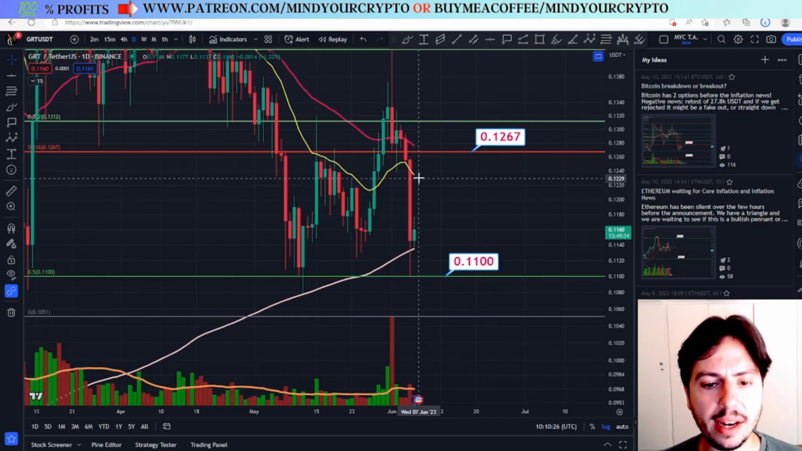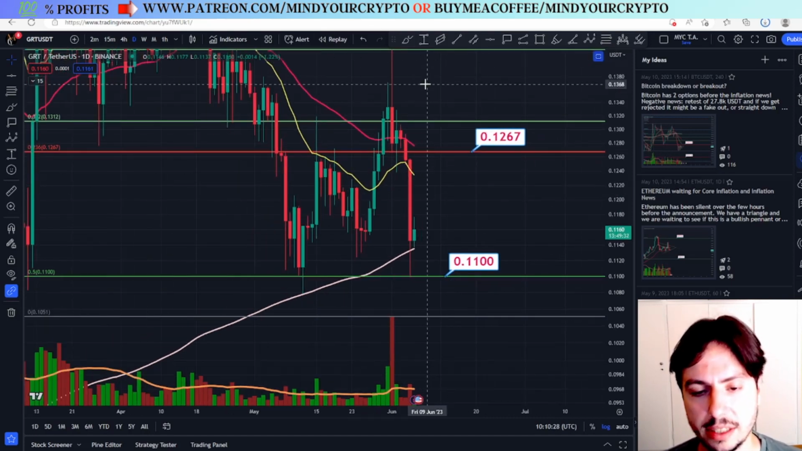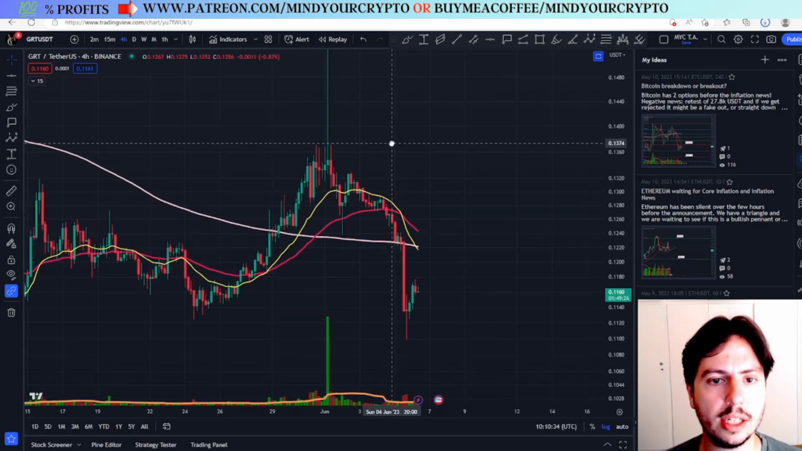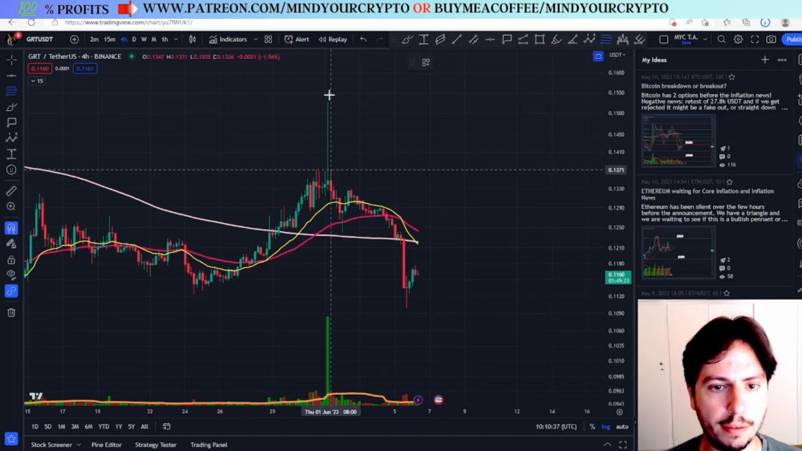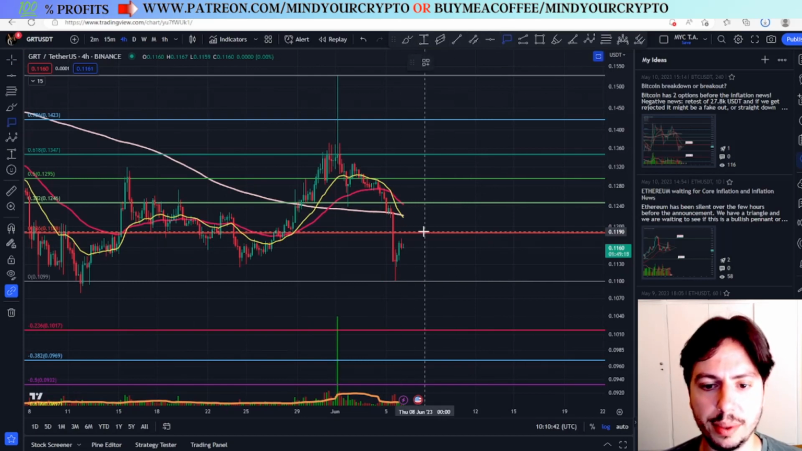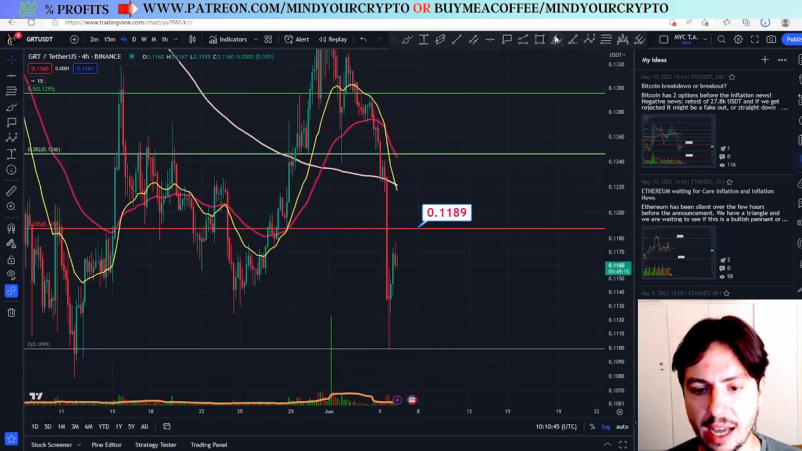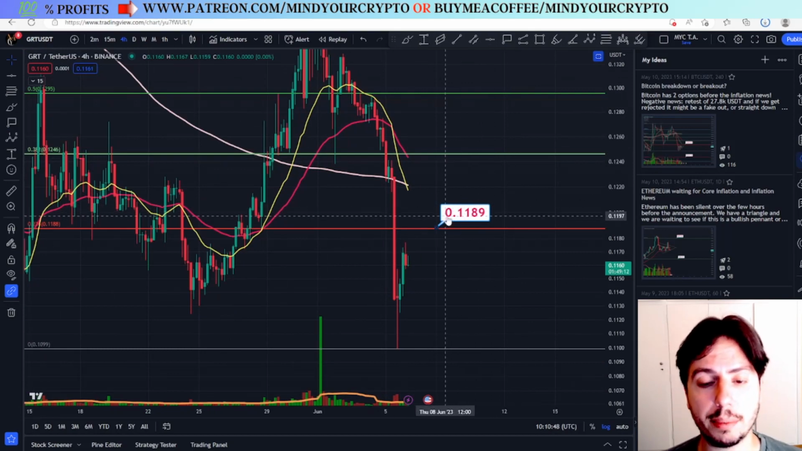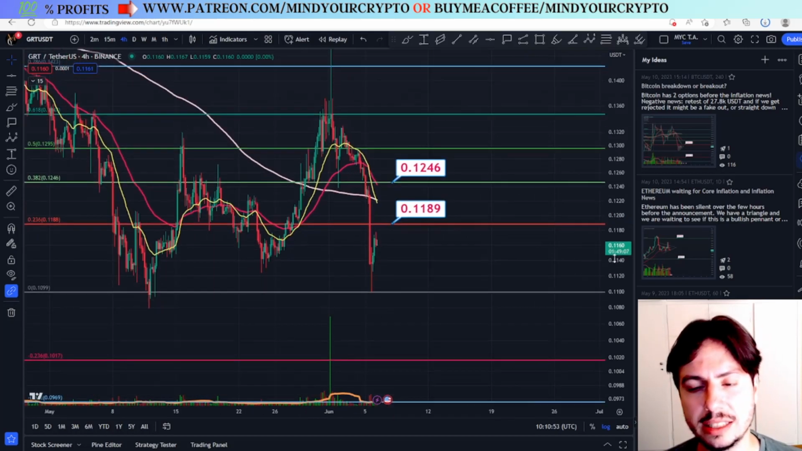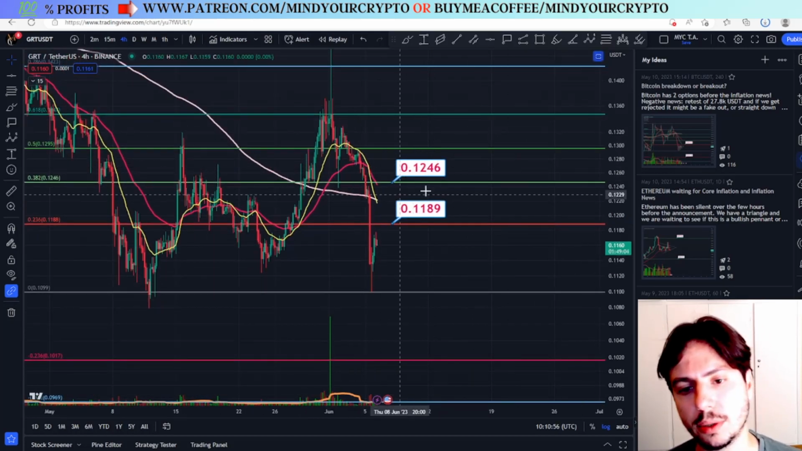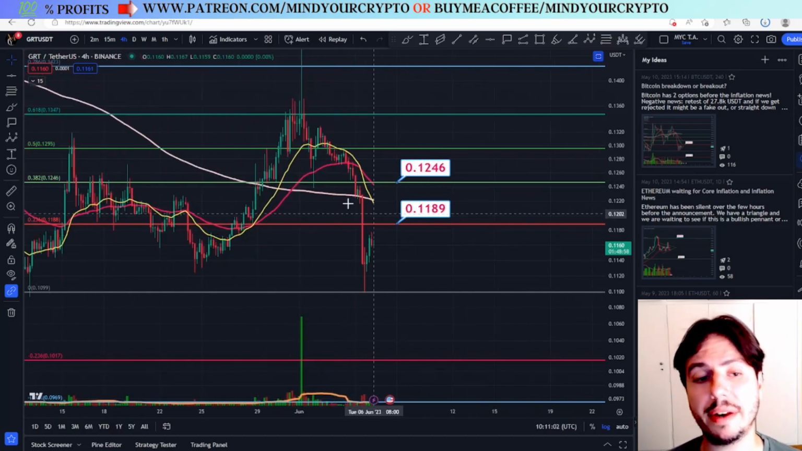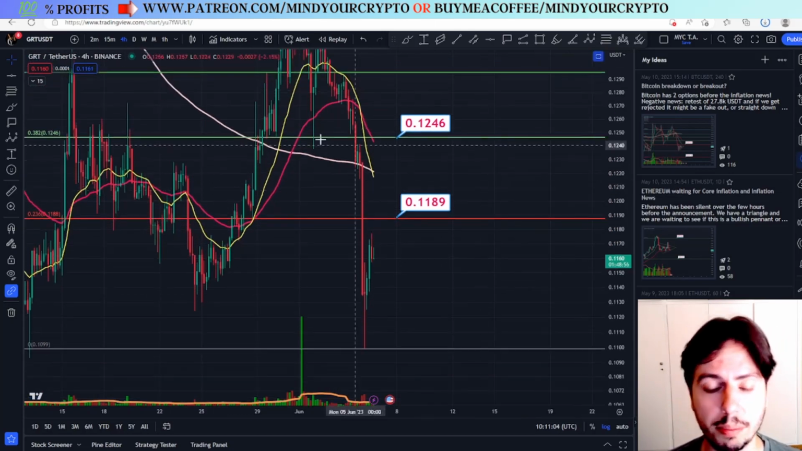Okay, so nevertheless, right here we need to see what is going to happen and what we need to do. In the lower time frames for GRT, I'm going to remove the drawings and draw new ones. From this top right here all the way to this bottom, you will see that it is very likely that GRT will retest this line right here, the 0.1189, maybe even today. And after that, we need to close above in the 4-hour frame to have a target of around 0.1246, which is a very important resistance level because the pivot point is around there as well. So yeah, 0.1189 is the level that GRT will probably go to.